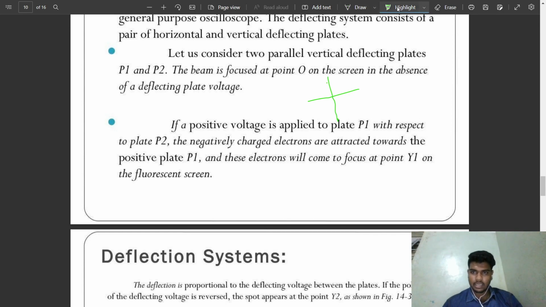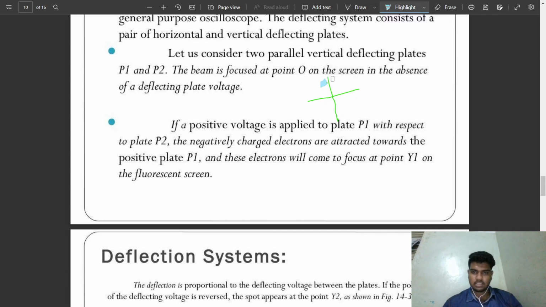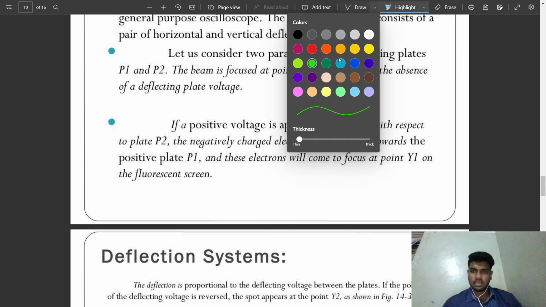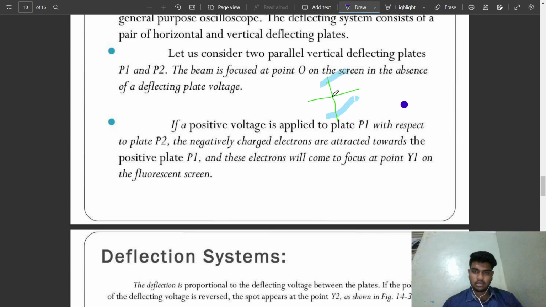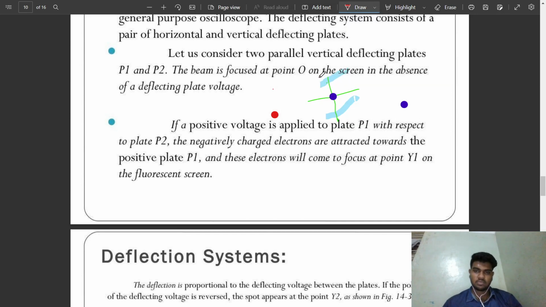Let me highlight the plates here. Since these are vertical plates, this is plate 1 and plate 2. These are parallelly spaced, and the beam is at the center. The beam is negative because of the electrons. So this is positive, so these two plates are positive. Now, what I said, they attract the beam. So this electron beam is pulled to this point Y1.